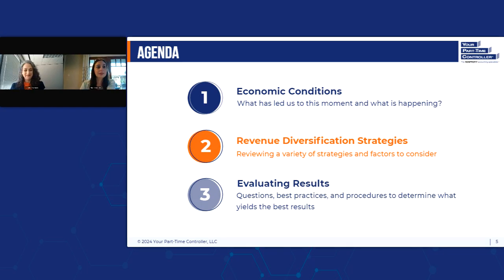The learning objectives today will be accomplished in 3 sections. First, we'll look at the current economic conditions, what has led us to this moment, what's happening and why. Then we'll look at those revenue diversification strategies, looking at a bunch of different strategies and factors to consider when determining which one will be right for your organization. And then we're going to evaluate results. We're going to give you the questions to ask, come up with some best practices and procedures to determine what yields the best results for your organization.